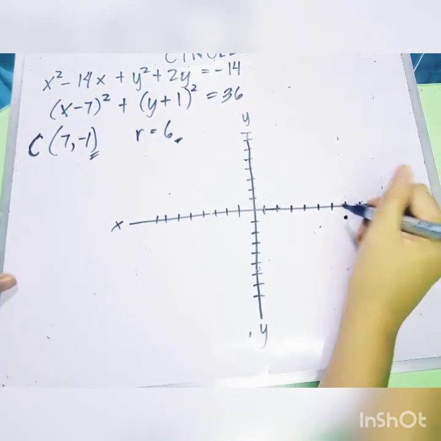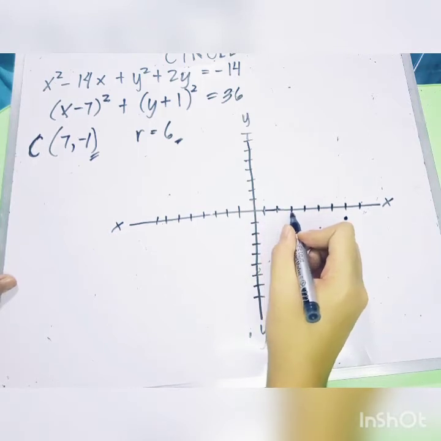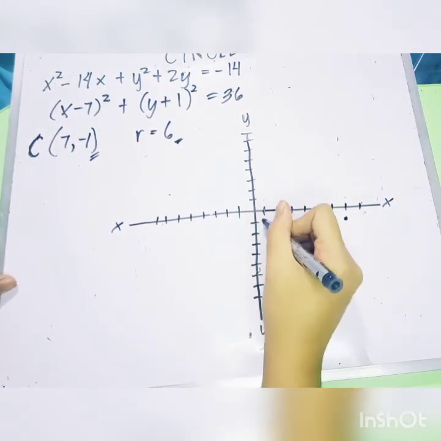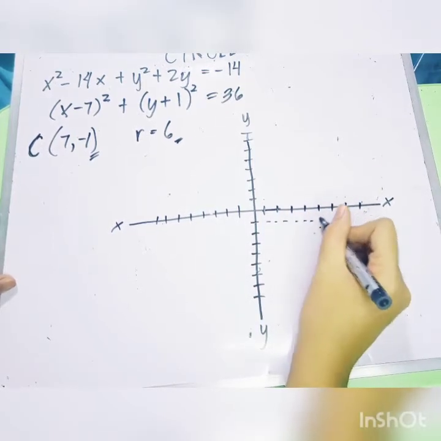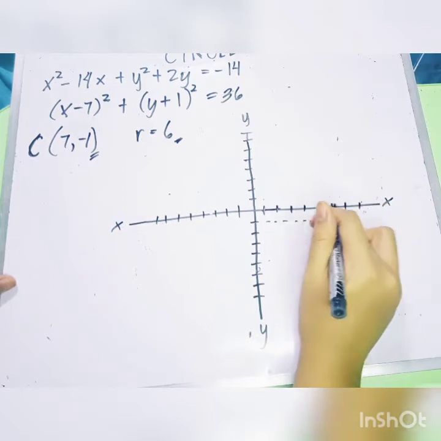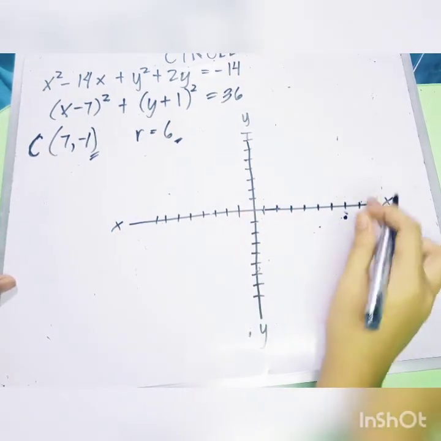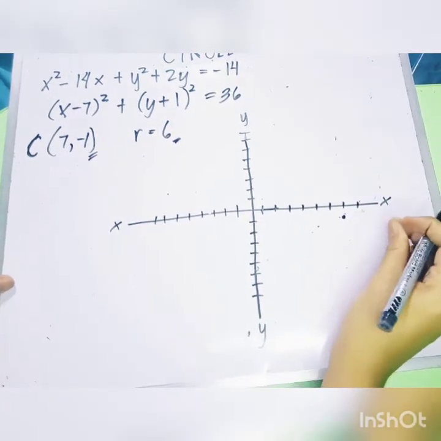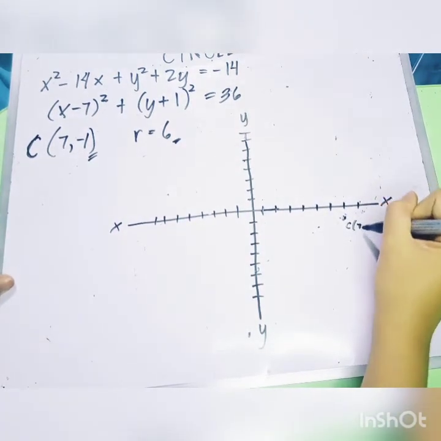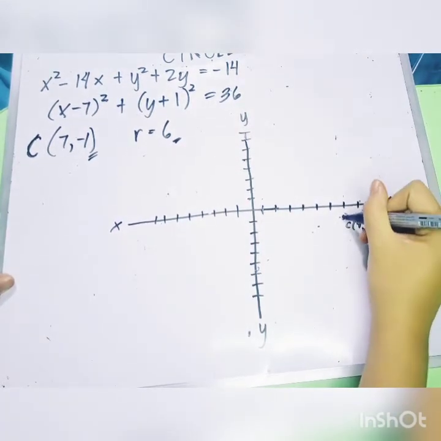Okay? So, this one kasi is 1, 2, positive 3, positive 4, positive 5, positive 6, positive 7. This one naman is negative 1. So, pag intersection nila, okay? So, ayan po siya. Kaya dito yung magiging center natin. Okay po, nakakasanod. After, so this will be your center. Center is positive 7 and negative 1 here.